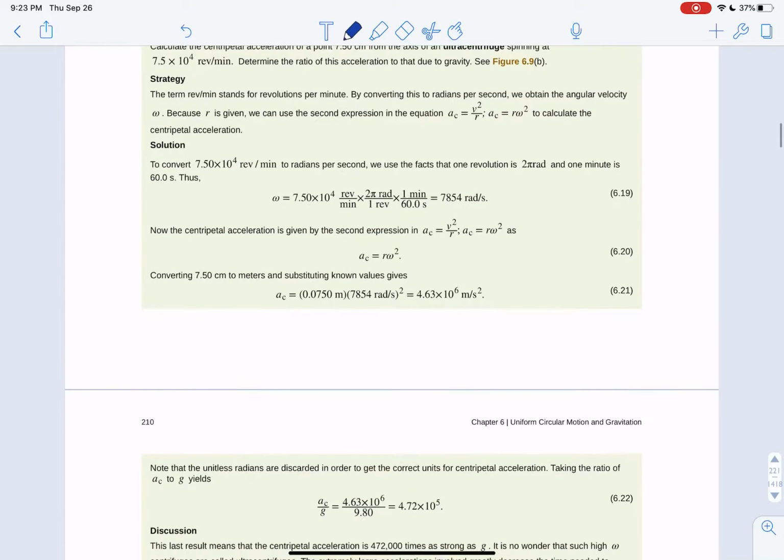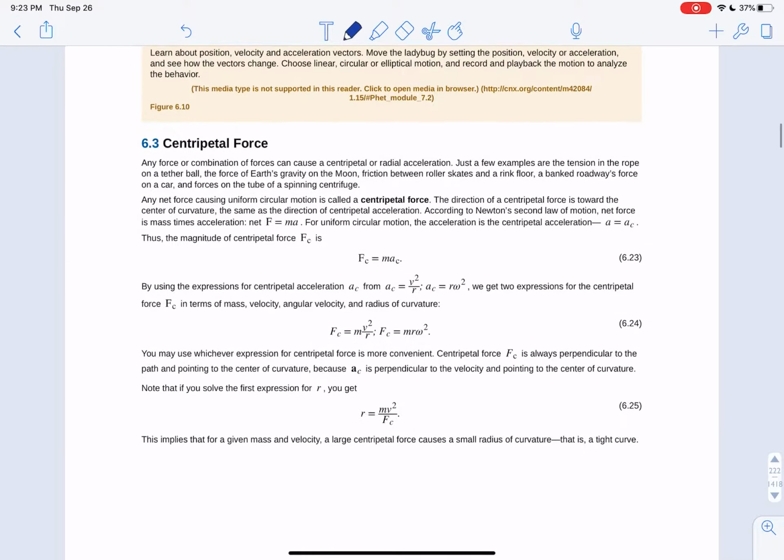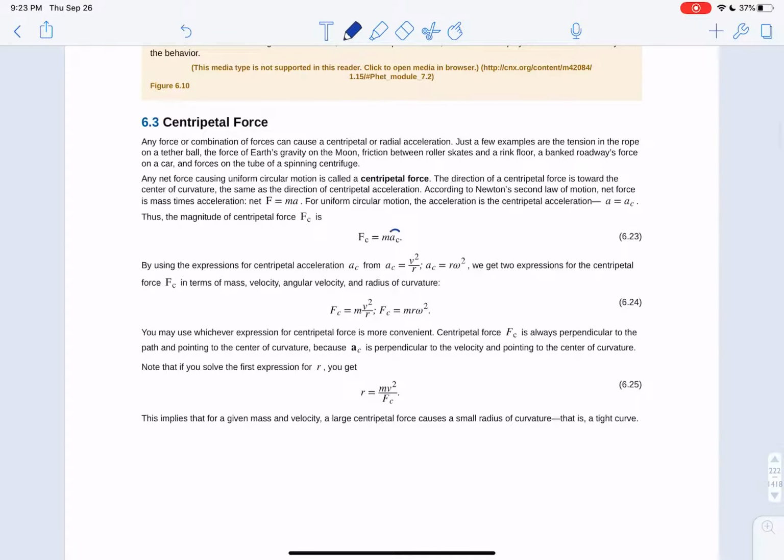Okay, so centripetal force, we know what acceleration is now for centripetal acceleration. Centripetal force is just m times a centripetal, and so a is v squared over r, or r omega squared. So the centripetal force is either mv squared over r or m r omega squared. The centripetal force then is the force required to keep something moving around in a circle. That's what this force is.